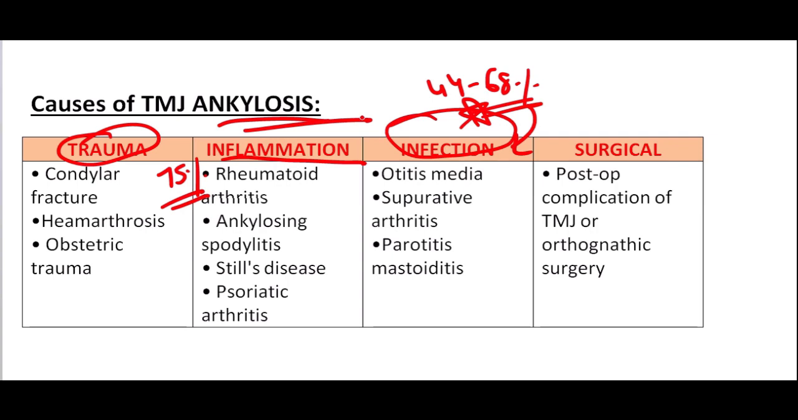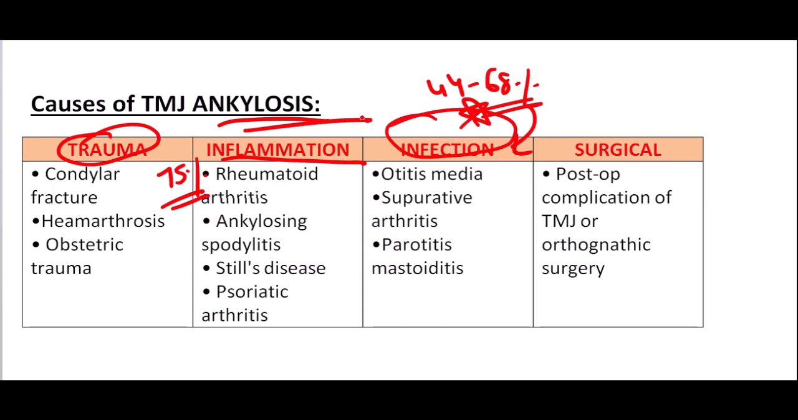So remember, trauma is a significant factor in the development of TMJ ankylosis. That includes injuries or damage to the joint area due to accident, fractures, dislocations, or a surgical procedure involving the joint or the joint itself. Trauma can disrupt the normal structure and function of the joint, leading to fusion of the joint surfaces.